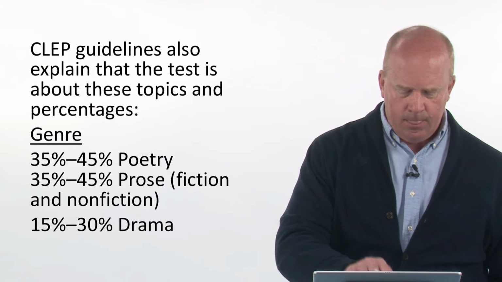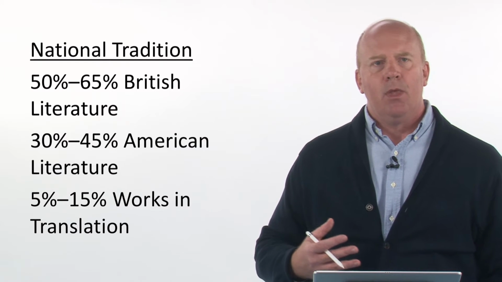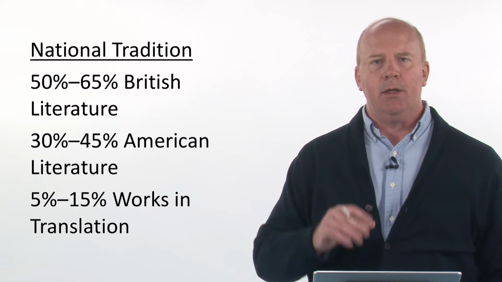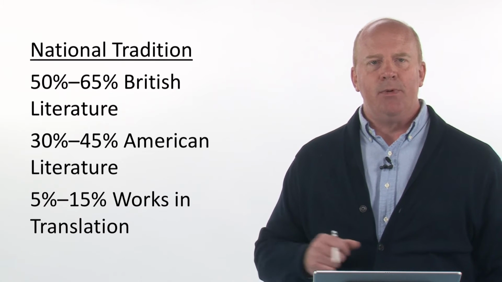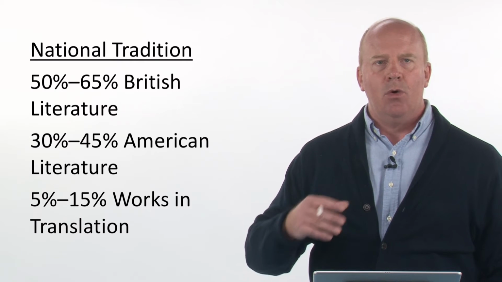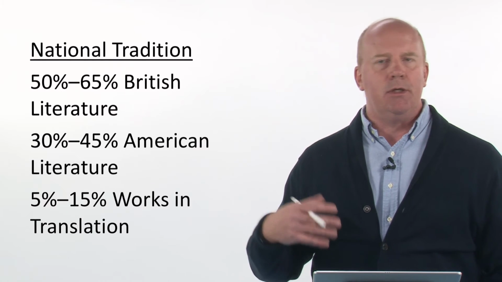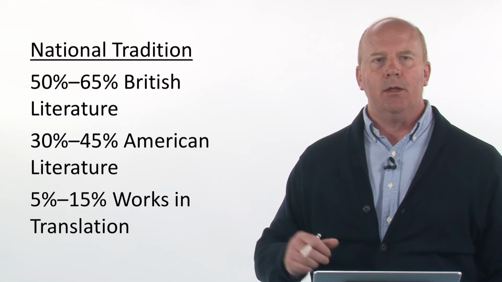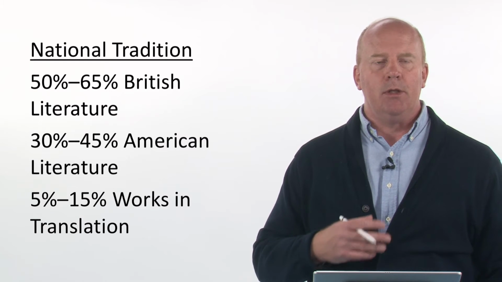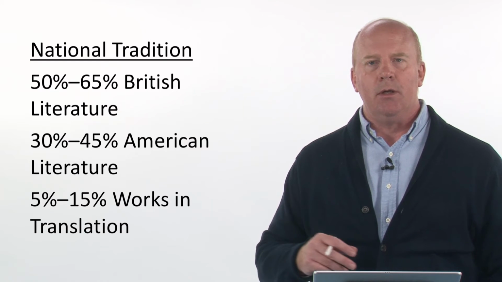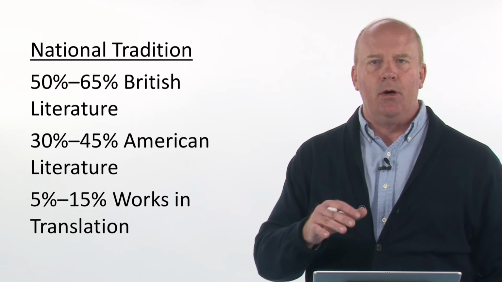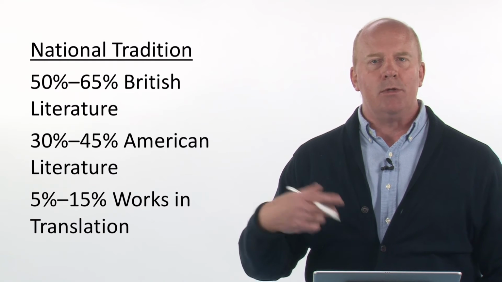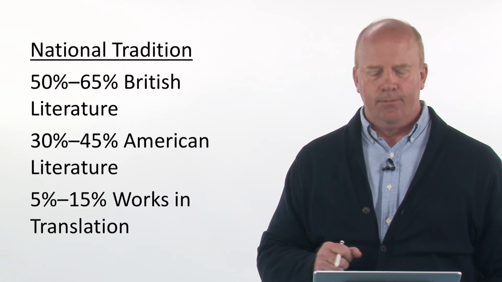In the national tradition, we've got about 50 to 65% of British literature and 30 to 45% of American literature. And then about 5 to 15% of works in translation. So the British literature tradition stretches way back. So that's why that has more than the American literature tradition. But I think it's also important to look at some different works in translation. And actually I put up some of this stuff in their original language because when you look at certain meters and stuff, it's always good to look at how it was originally written before you look at the translations.